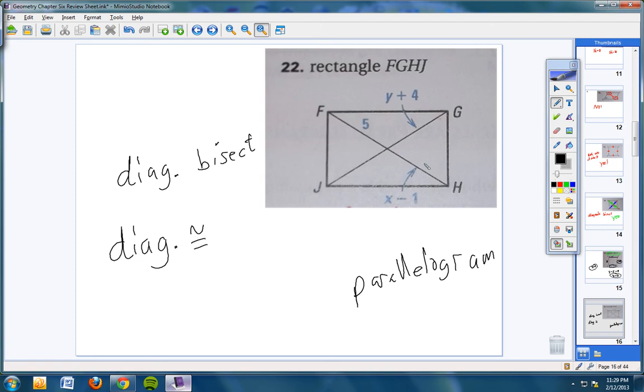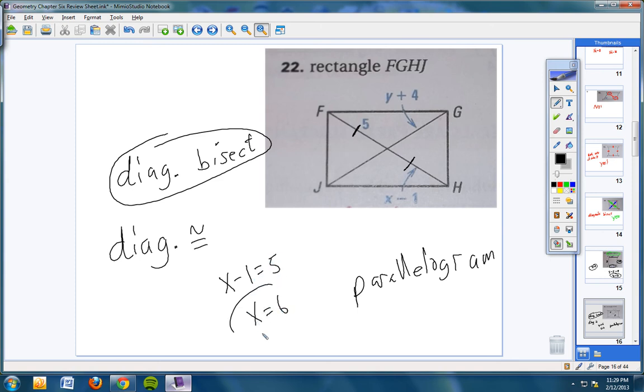So watch carefully, please. First of all, the diagonals bisect. That means this segment right here is congruent to this segment right here. Okay? You with me on that? So if this is 5, then x minus 1 also has to be 5. So x minus 1 has to be 5. Add 1 to both sides, and x equals 6.